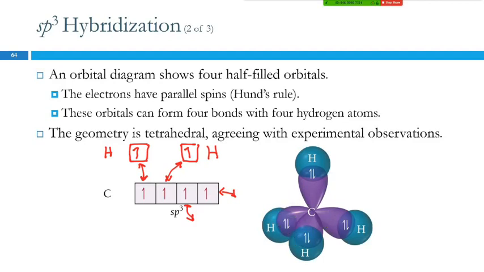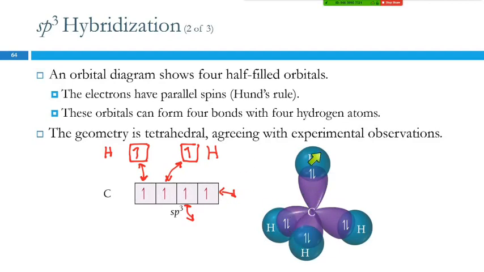I think this is kind of cool because the author uses blue for s orbitals and red for p orbitals. And what happens when you mix blue and red? You get purple, right? So the hybrid orbitals are purple. So here we have the hybrid orbitals of carbon.